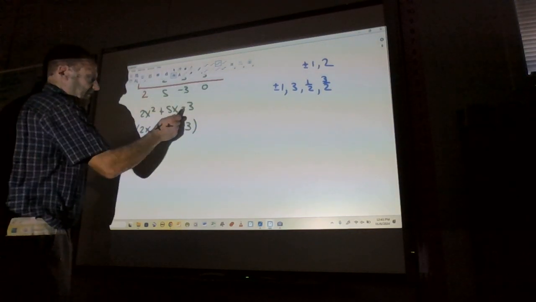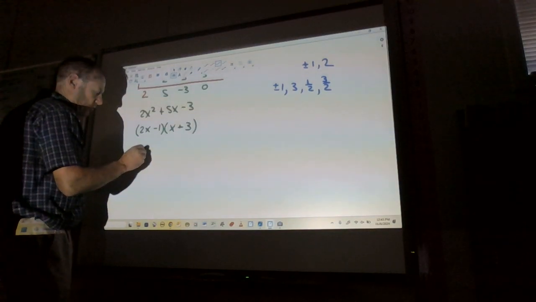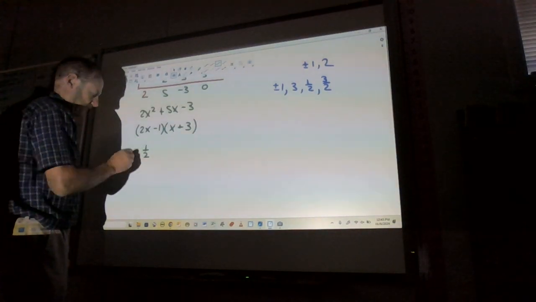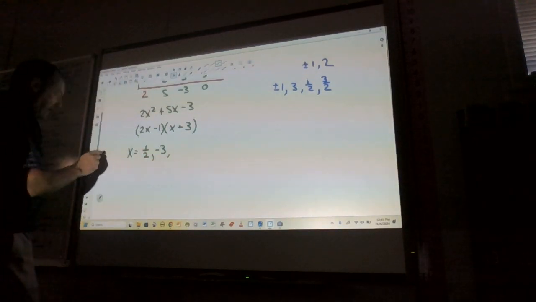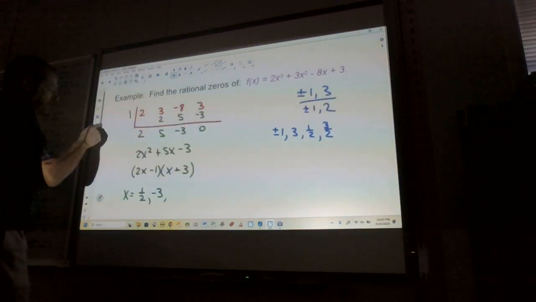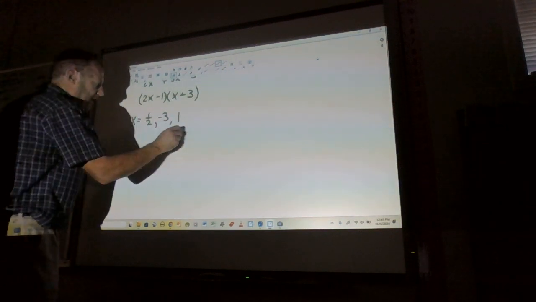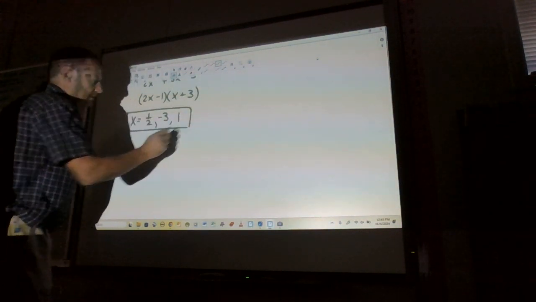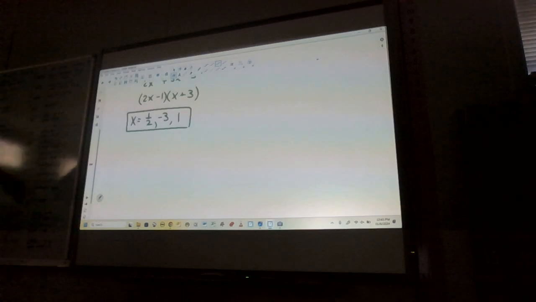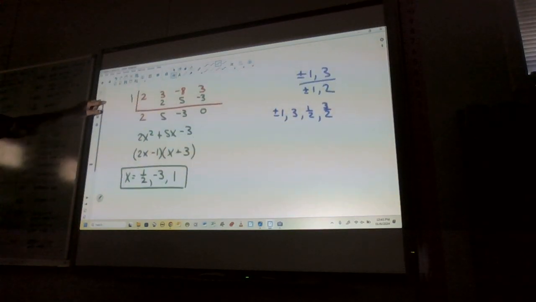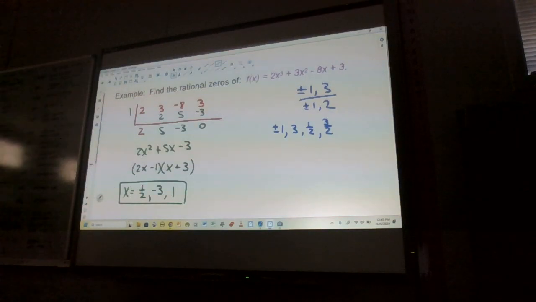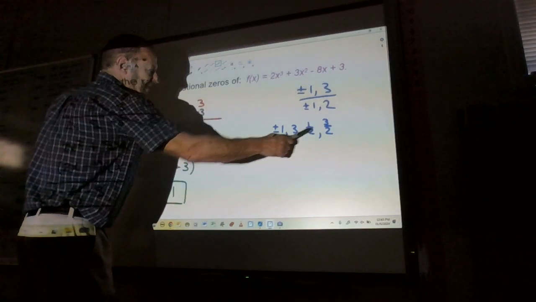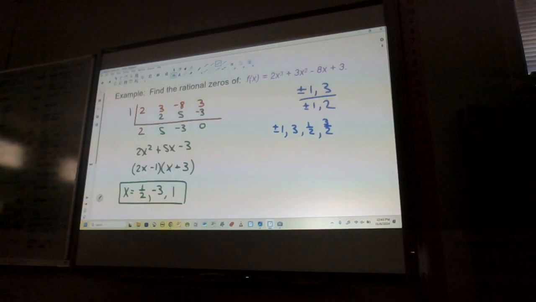And a negative times a positive is negative, so this one will give me 1/2 as a solution. So x is going to be 1/2. This will give me negative 3, and then I had a 1 from up here. Okay. I have 3 solutions. There can only be 3 solutions because it's an x cubed. So I'm done with this. And you'll notice all 3 of these were in this list. Okay?